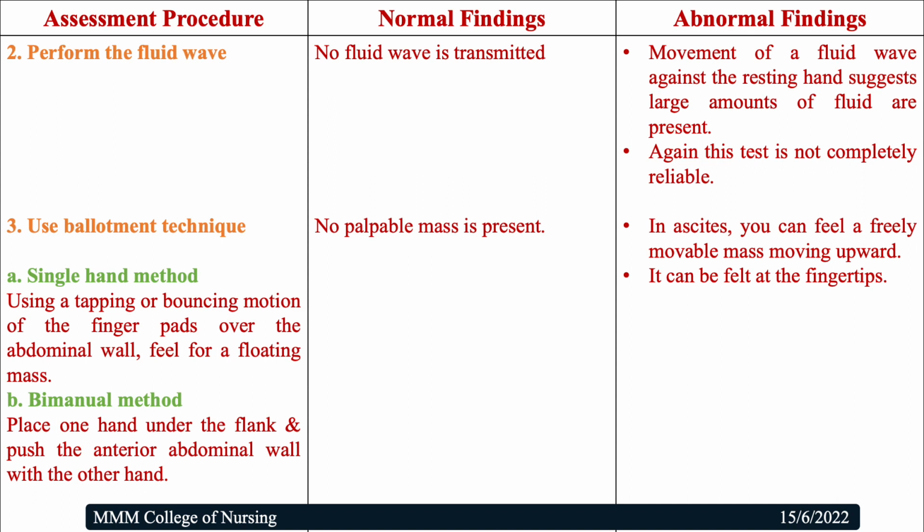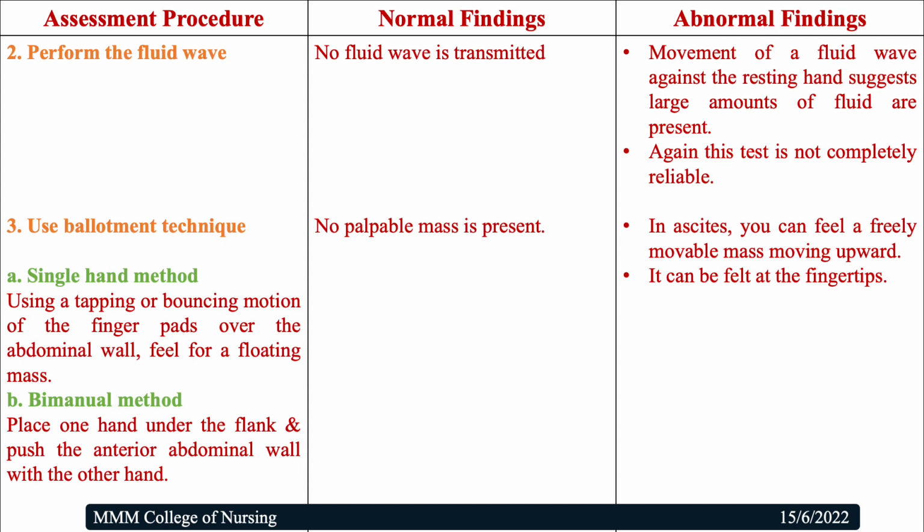The next test is performing the fluid wave. A second special technique to detect ascites is the fluid wave test. The client should remain supine. You will need assistance with this test. Ask the client or an assistant to place the ulnar side of the hand and the lateral side of the forearm firmly along the midline of the abdomen.